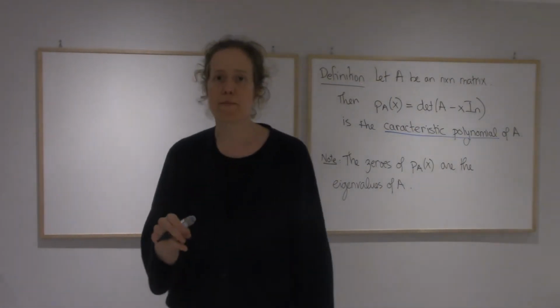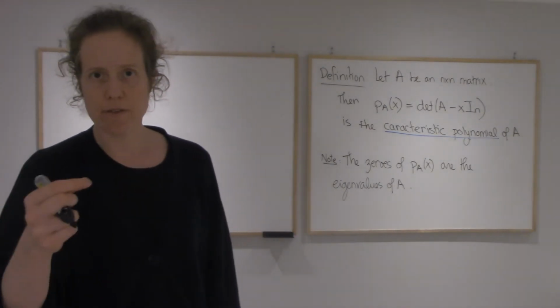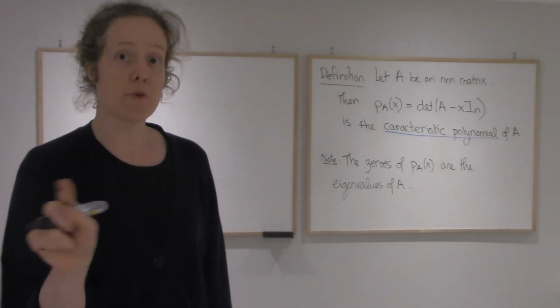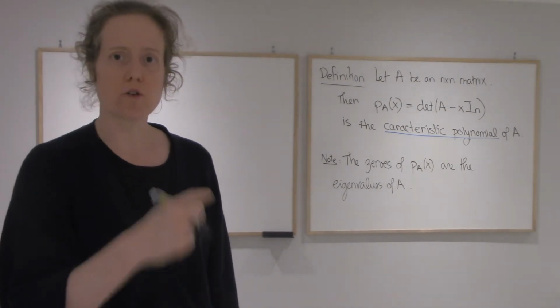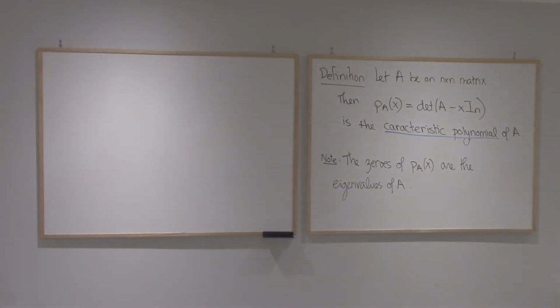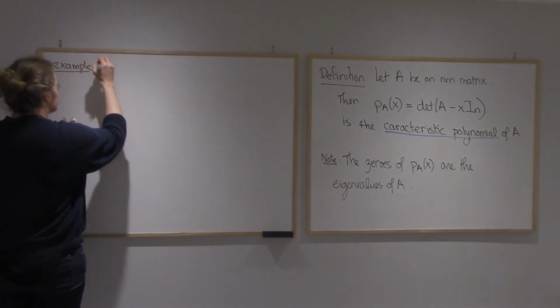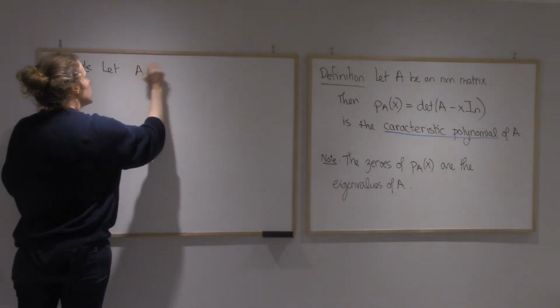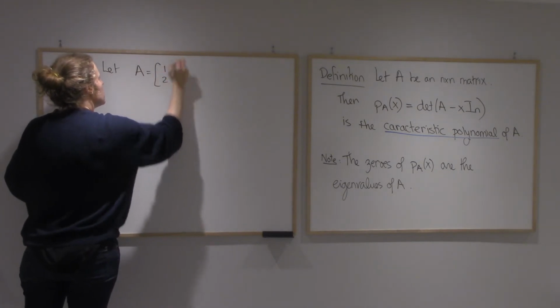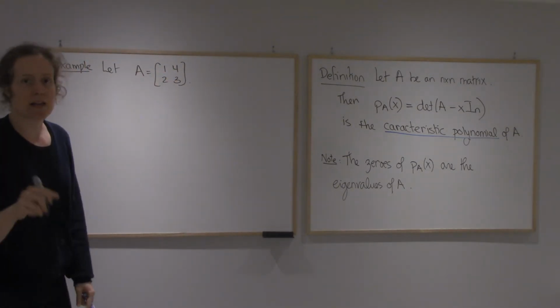Alright, let's try an example. We'll find the eigenvalues and eigenvectors of one matrix. If you want to try it yourself first, just pause the video, try it, and then you can run the solutions afterwards as you wish. Alright, so where's my matrix? 1, 4, 2, 3. I'm going to start by finding the eigenvalues.